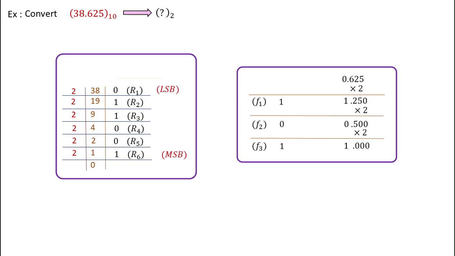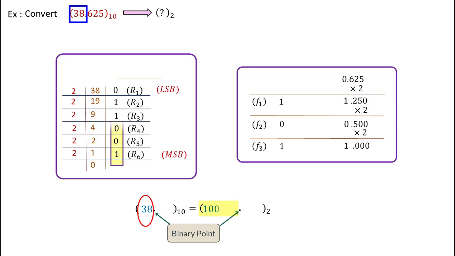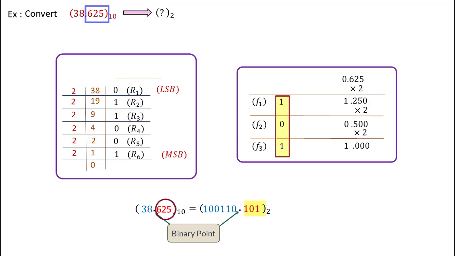Now we combine the results of both the integral part and the fractional part. The result of the integral part is placed before the binary point and the result of the fractional part is placed after the binary point, and we get the equivalent binary number to the given decimal number.